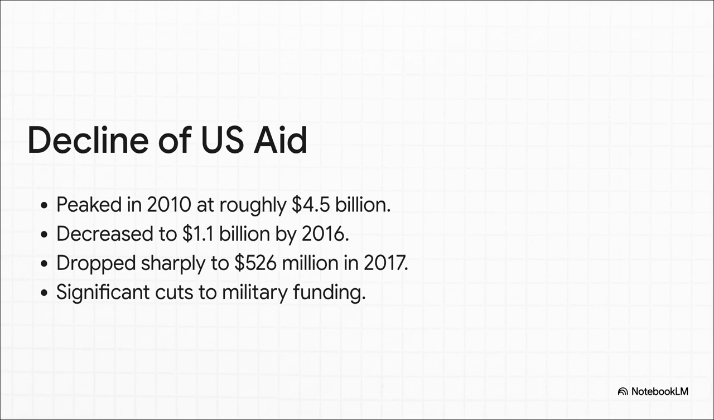And wow, did the data back up that political rhetoric? U.S. aid to Pakistan completely plummeted. It had peaked in 2010 at around $4.5 billion, but by 2016 it dropped to $1.1 billion, and then sharply down to just $526 million in 2017. We're talking massive cuts across the board, from foreign military funding to coalition support funds. The era of unconditional dependency was effectively over.